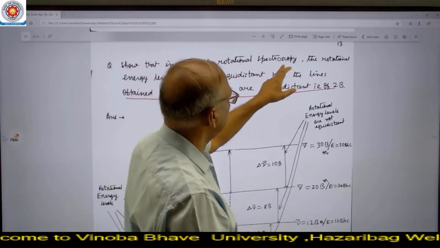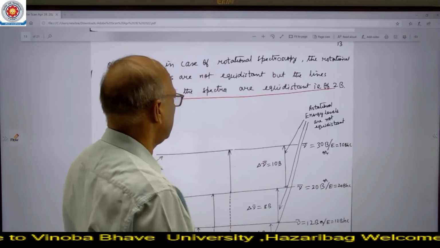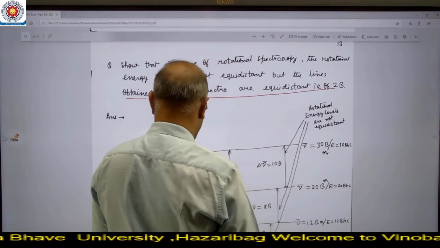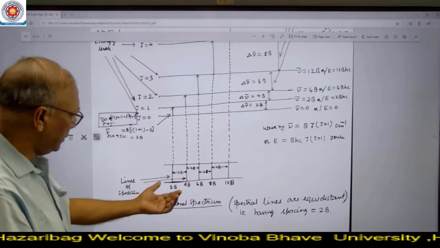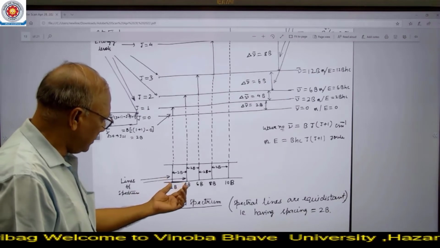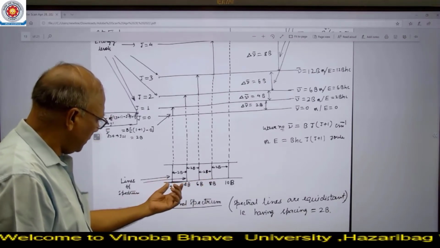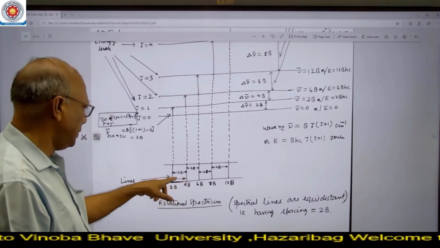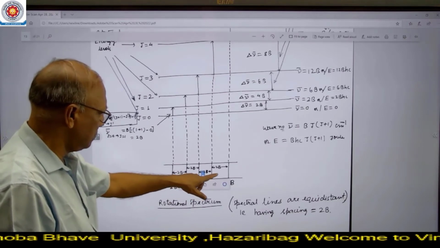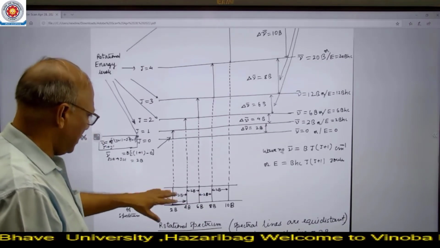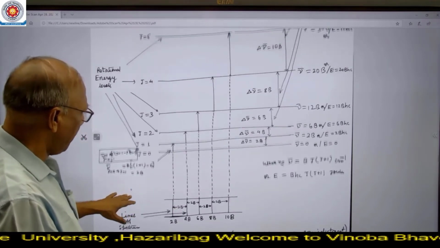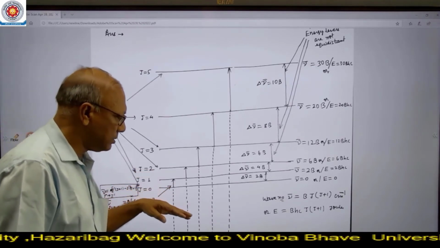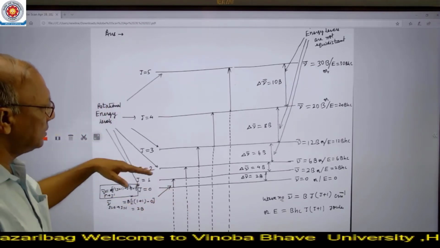the rotational energy levels are not equidistant, because we have just shown that the different lines in the spectrum are obtained like this, and the spacing between two adjacent lines is just 2B. Here it is also 2B, here also 2B, here also 2B. So this has already been shown. Now we have to show that the rotational energy levels are not equidistant.